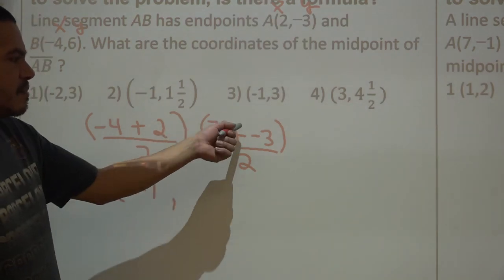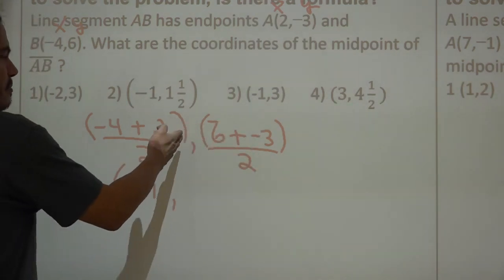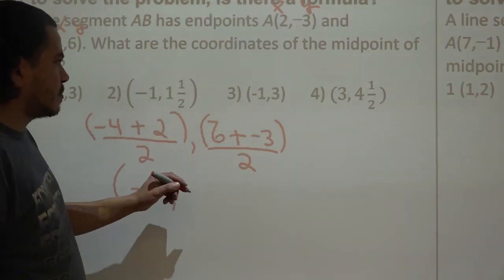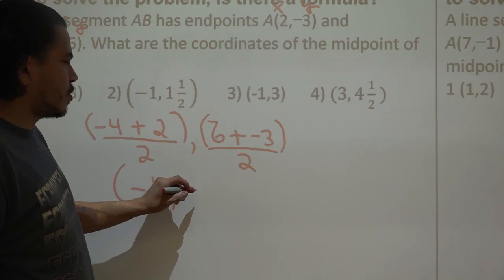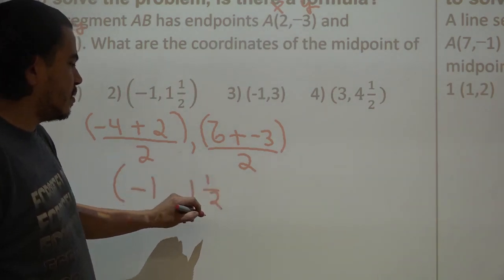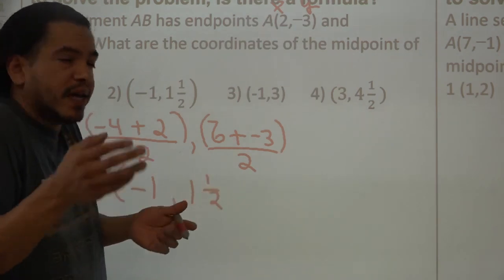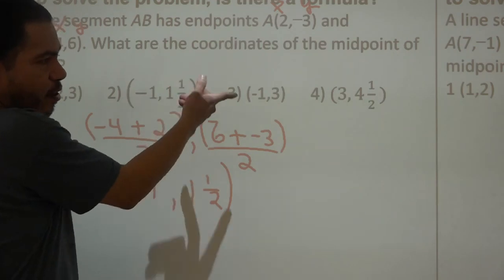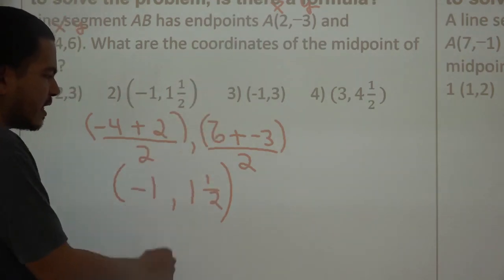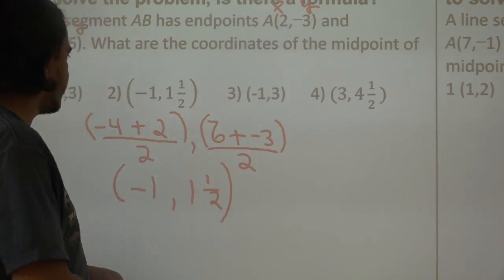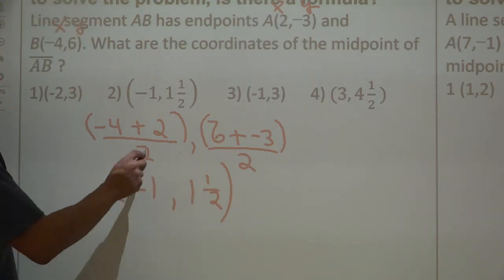Comma. 6 plus negative 3 is nothing more than 6 minus 3. 6 minus 3 is 3. Divided by 2. 3 divided by 2 is 1.5, or 3 over 2. However, you have to think about it, okay? I just wrote it like this because I know what the answer is going to be. But in reality, I could have just put 1.5 or 3 over 2. So anyways, we know what our answer is.